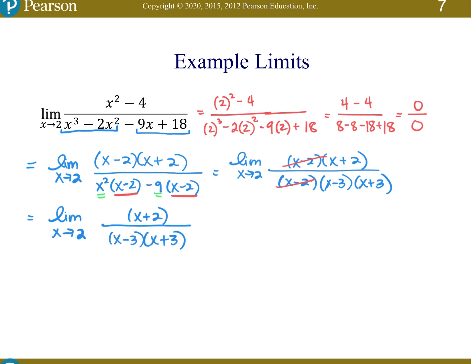All right, now we can directly substitute the 2 back in. So I'll take this value of 2 and I'll substitute it in for all my x's. That's going to give me 2 plus 2 in the numerator. It'll give me 2 minus 3 and 2 plus 3. So it'll be 4 over negative 1 times 5. So we're looking at negative 4/5. So negative 4/5 is the value of this limit from both the left and the right.